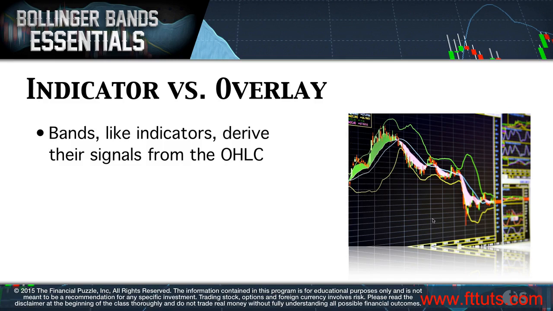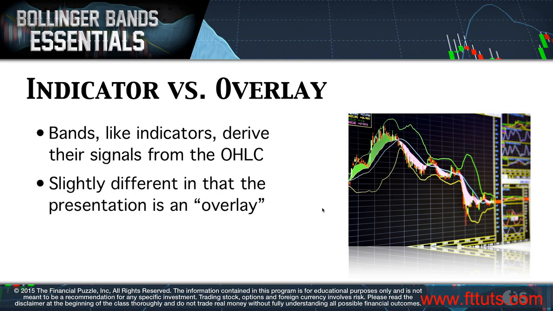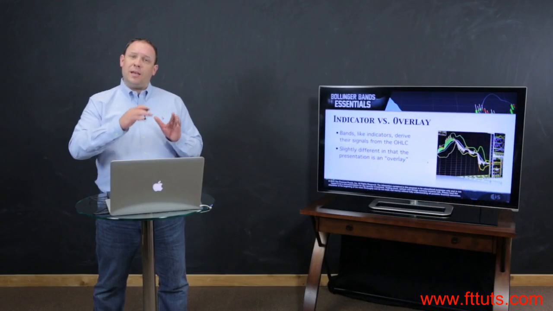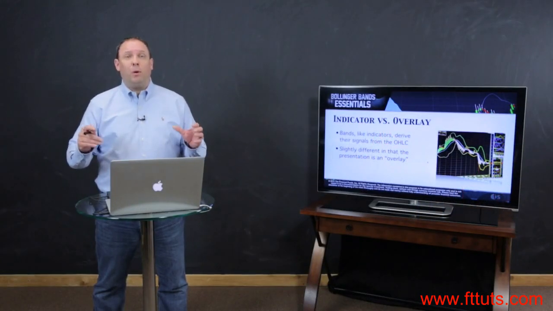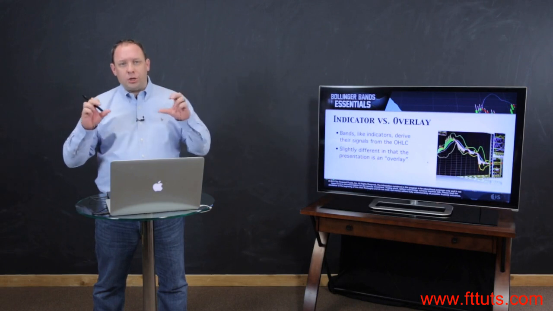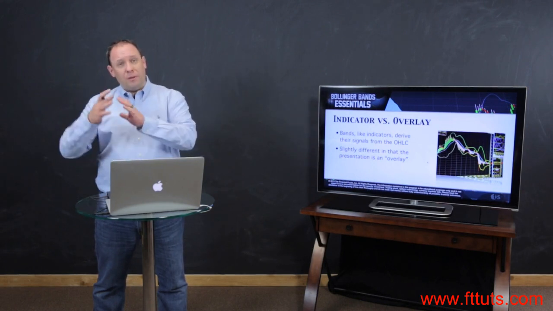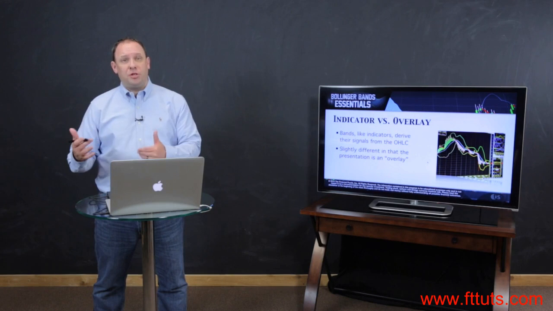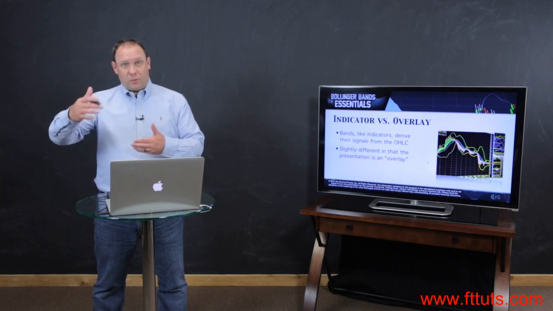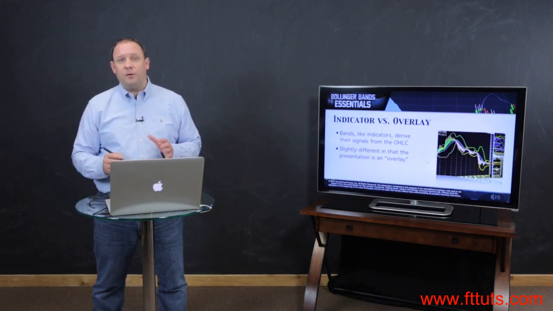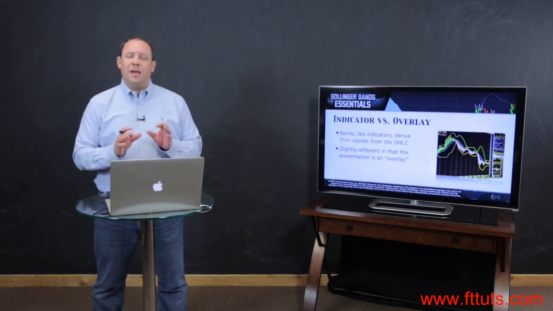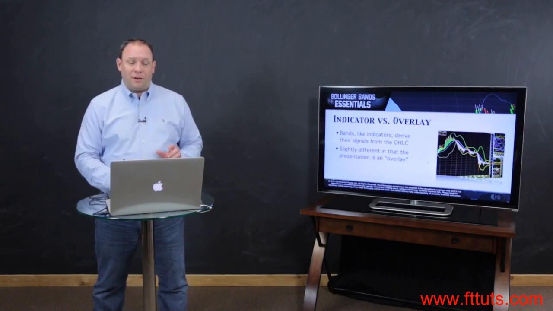Bollinger Bands are like indicators in the sense that they derive all of their signals from the open, the high, the low, and the closing information. But they're different than your typical indicators because they're presented as an overlay. Now, what do I mean by an overlay? Most of your indicators are drawn at the bottom of the screen. With the Bollinger Bands, it's drawn on your chart as an overlay over the basic price action of the chart itself. The reason for that is because that's where you need to see the relative highs and lows. But it presents a little bit of a different presentation and a little bit different functionality here.